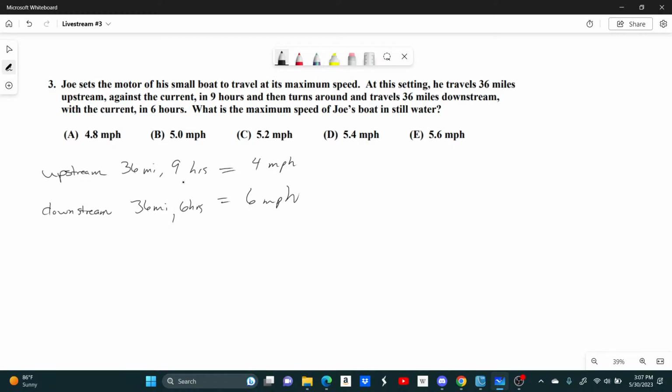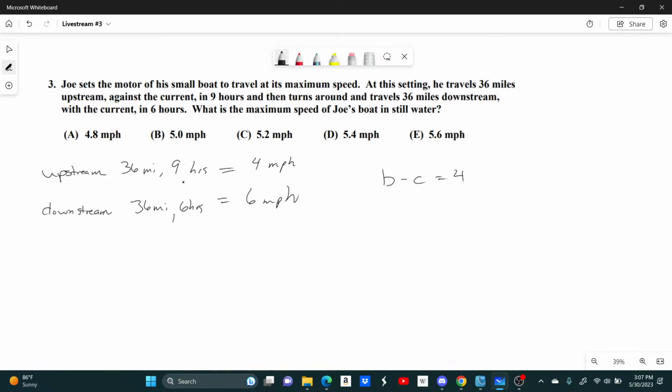So the way you can solve this is with a system of equations. There's two speeds working on the boat. You have the speed that the boat can go by itself, and then you have the current working for or against it. So when it's working upstream, you have the speed of the boat, as if it was staying still, minus the speed of the current, because the current is working against it. And that equals 4, right? 36 miles in 9 hours, 4 miles an hour.